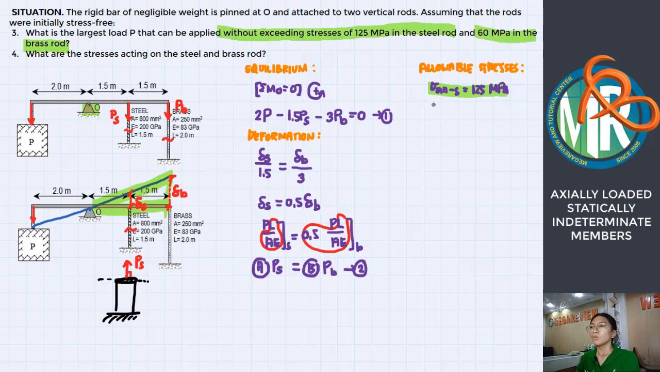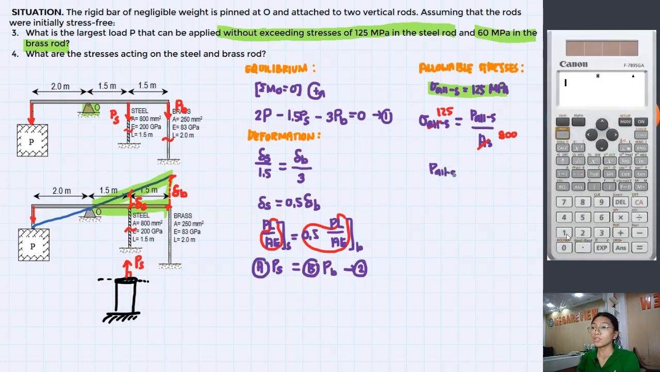Okay? So, with that, kunin natin yung corresponding allowable force of the steel. Meron man tayong stress, so pwede natin kunin si force by force over area. Kasi actual stress lang naman to. Okay? So, this is force of the steel allowable over the area of the steel. So, this is 125. Area of the steel is 800. So, you can get the maximum, no? Na allowed force for steel before siya mag-fail. And that is 100,000 Newton.